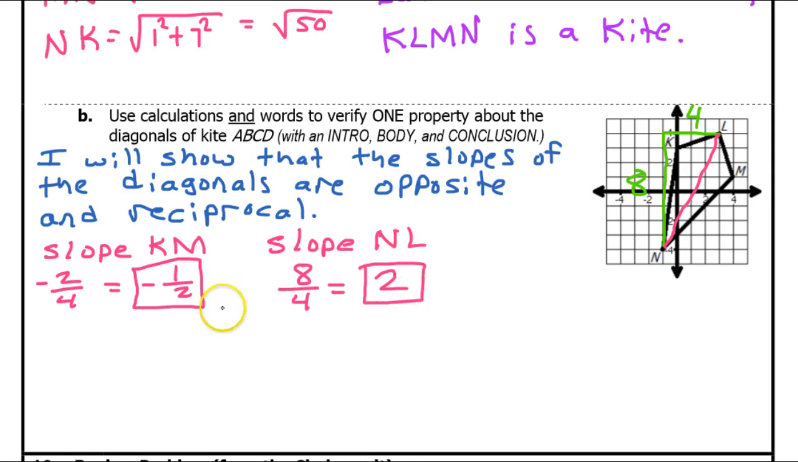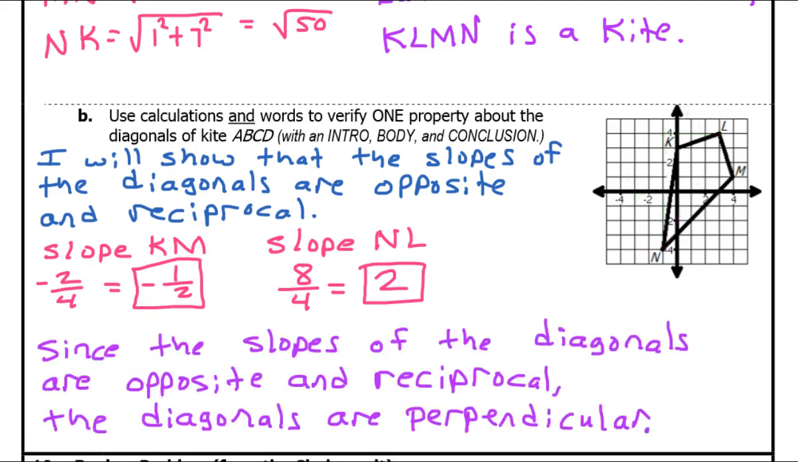So notice that these are opposite and reciprocal. Alright, the reciprocal of 2, like 2 is like 2 over 1, so the reciprocal is 1 over 2. Alright, so they're reciprocal. This one is negative, this one is positive, so they're opposite. Opposite and reciprocal. So that means that they are perpendicular. So I'm just going to write that up in my conclusion. Since the slopes of the diagonals are opposite and reciprocal, the diagonals are perpendicular.